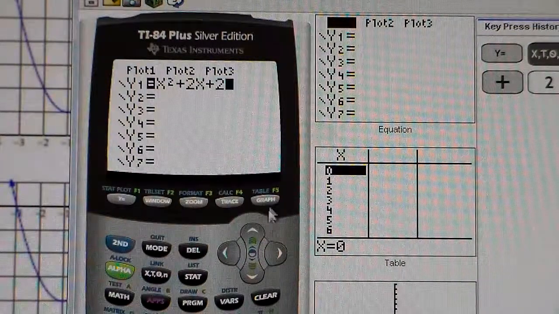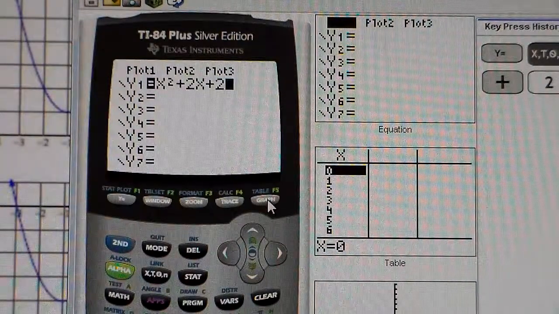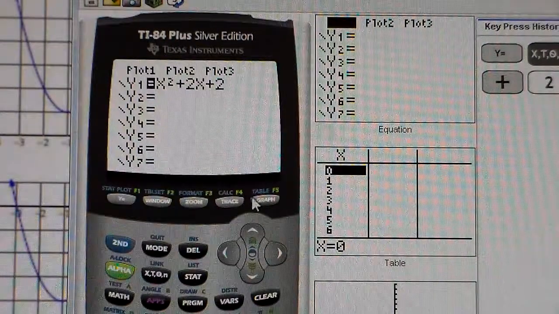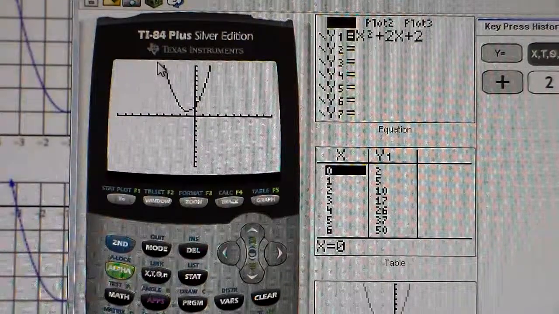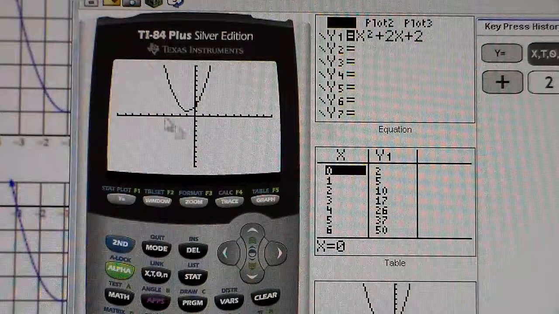So first, let's take a look at what the graph looks like. To do that, we just have to hit the graph button located in the upper right hand corner of your calculator. So we hit that graph button, and the graphing calculator will graph it for us. And you can see it's a positive U. Now all our answers look something like this.